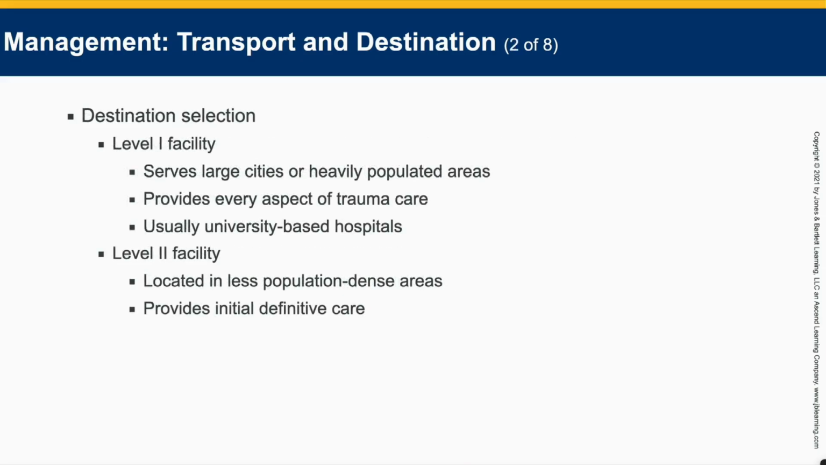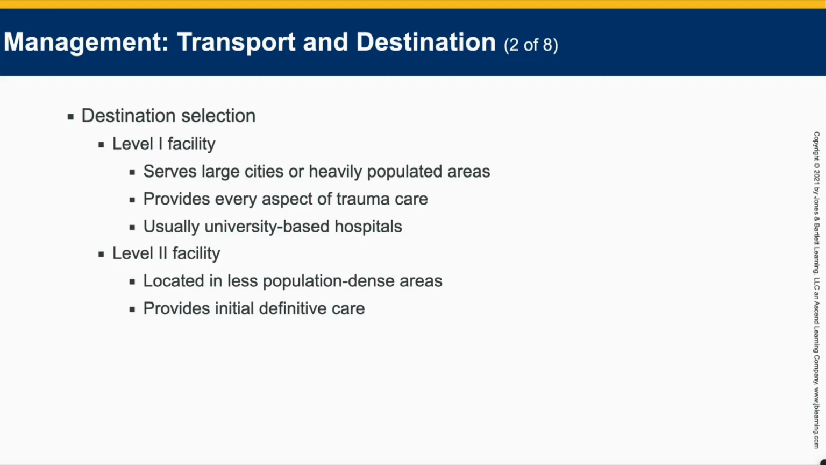Now let's talk about destination selection, because where you take the patient matters just as much as how fast you get them there. Ideally, critically injured trauma patients should go to a trauma center, and there's different levels to understand. A level 1 is the highest level of trauma care. These are typically found in large cities, often university-based hospitals. They can provide comprehensive care for every aspect of trauma, from emergency surgery to rehab.